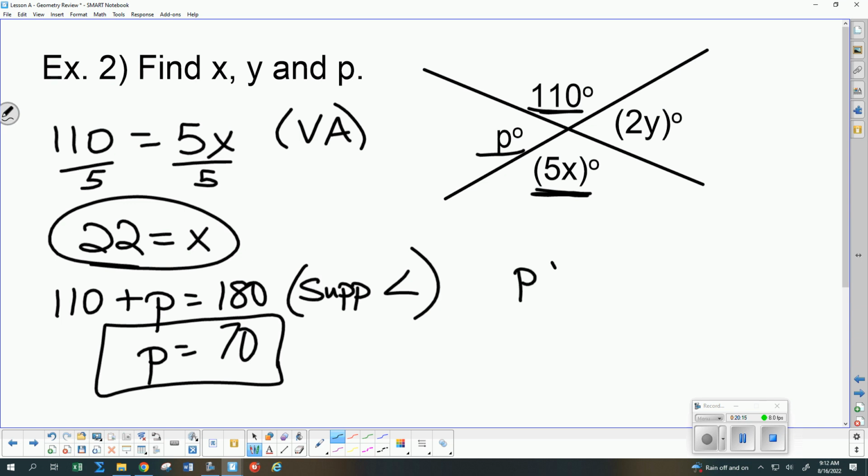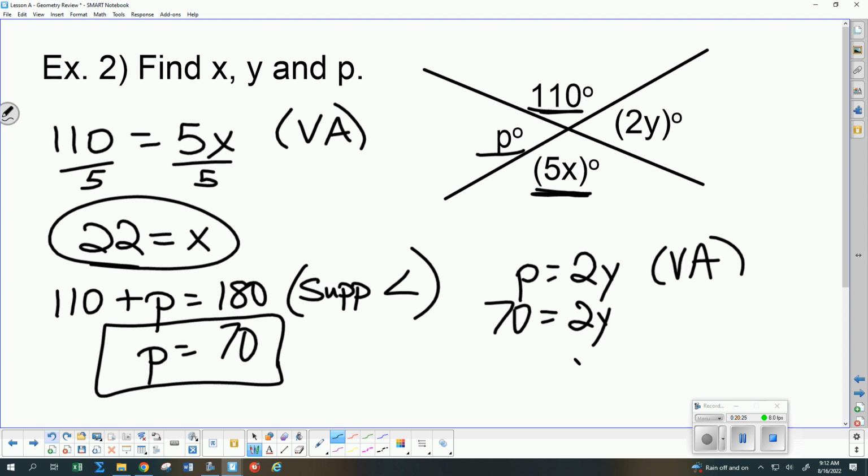So we can say P, whoops, not plus, P equals 2y. So 2y is 70, and you said the reason was vertical angles, and everybody shout out what is y.